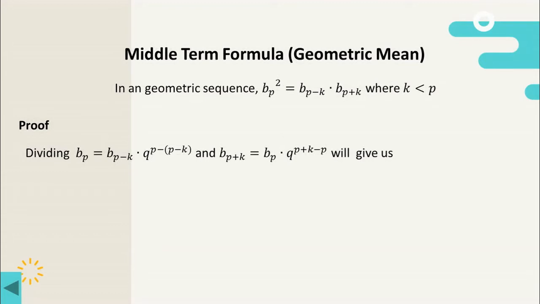If you are confused about this one, you can check again about your general term. And b_{p+k} equals b_p times q^{k}, and b_{p-k} equals b_p times q^{-k}, which will give us, because we are dividing each other, we can cancel the k, and p minus k plus p plus k is the same on the right and the left side. So we get the formula b_p squared equals b_{p-k} times b_{p+k}. From here, let's jump to the example.